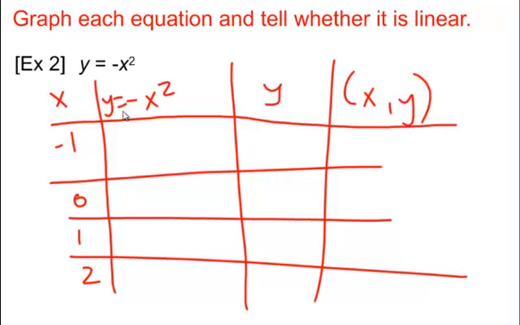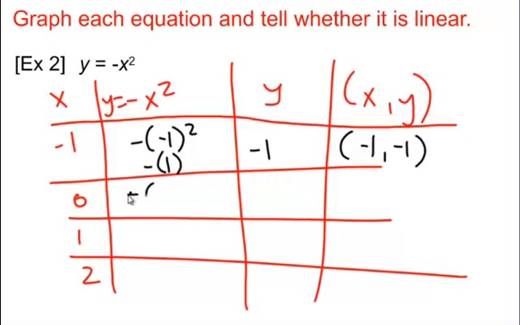So here we have -1 squared. That's kind of weird, right? And you have to do the exponents first. -1 times -1 is +1, right? But there's a negative in front of it, so that's going to be a -1. Here, -0 squared. Well, 0 squared is 0, right? And -0. You can't really have a -0, so it's just 0, 0.